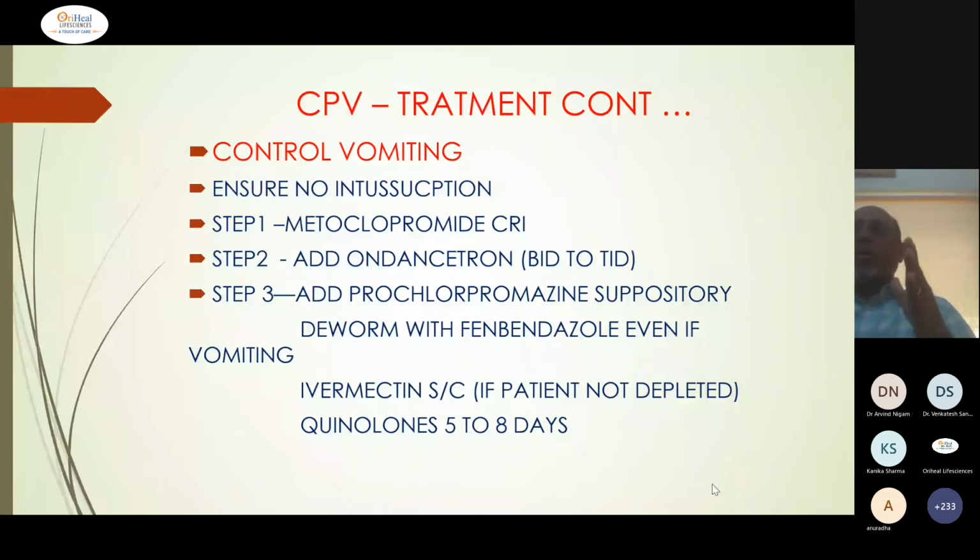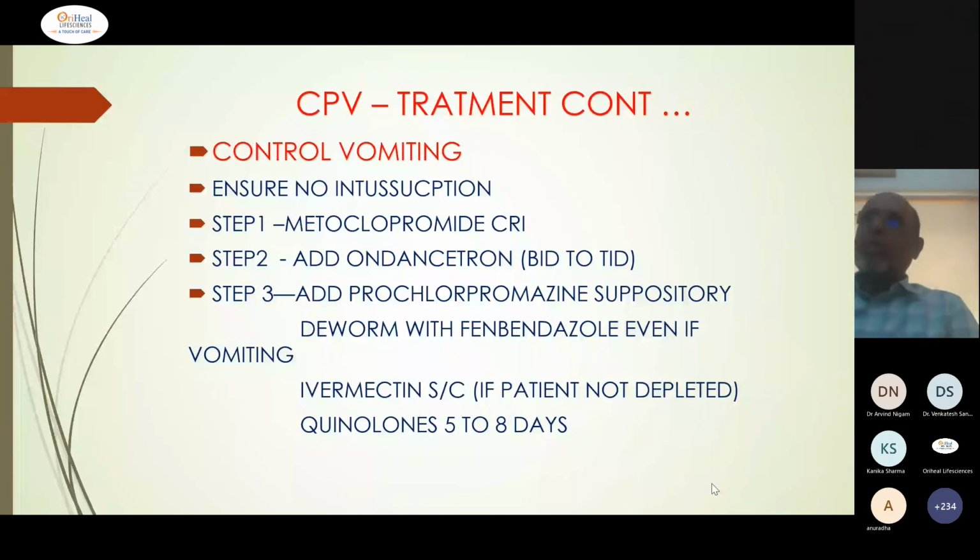So deworm with fenbendazole, even if the animal is vomiting. That is again very important, because one of the biggest problems you see in small animal parvoviral gastroenteritis is giardiasis as an after effect, when the animal is immunocompromised. Ivermectin can definitely be given as an anthelmintic drug if the patient is not depleted. If the patient is depleted, please don't give ivermectin. Quinolones for 5 to 8 days, especially in small breed puppies. If it is a large breed puppy, potentiated amoxicillin, cephalosporins and metronidazole will be the choice of antibiotic.